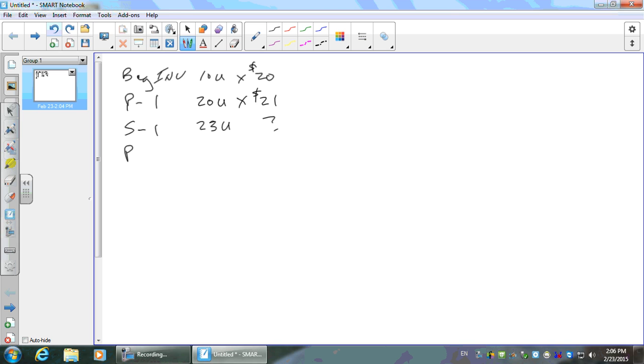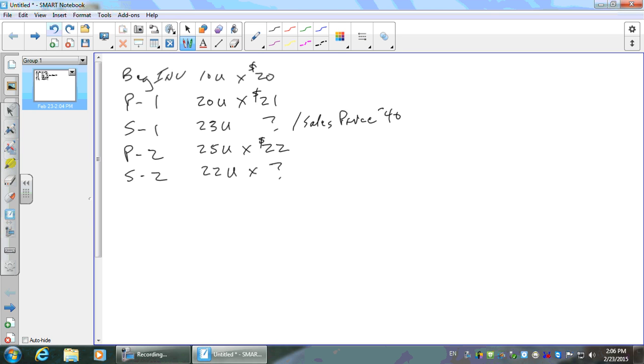And then let's do a purchase 2, and let's say that that's 25 units that cost us $22, and then I do a sale 2, and that's 22 units, and I don't know what those cost. But I think I'll do one other thing. I'll tell you that the sales price of these is $40. We're buying them for 20, selling for 40. You got the idea?